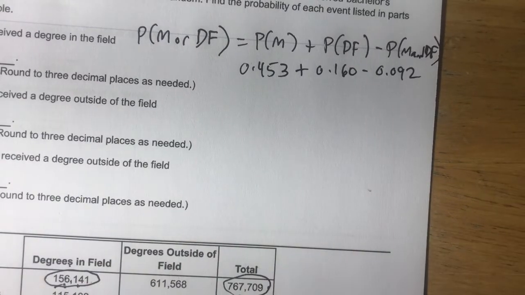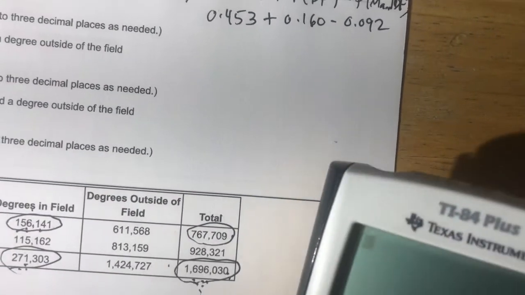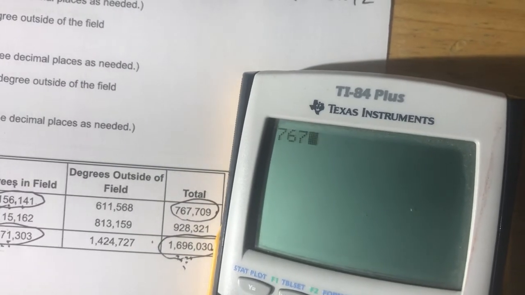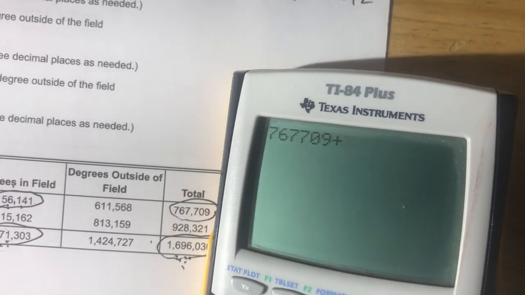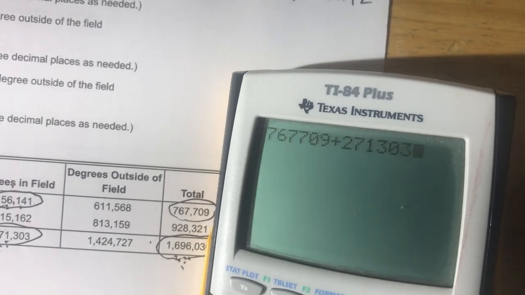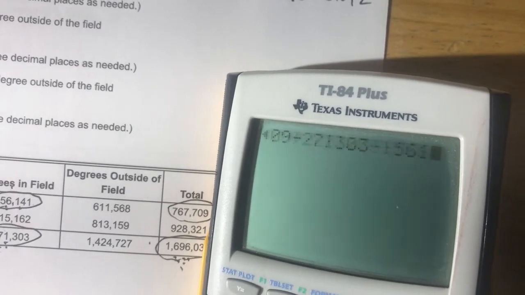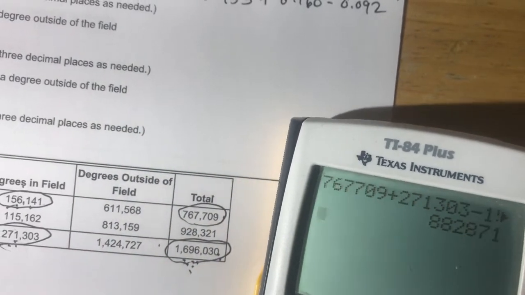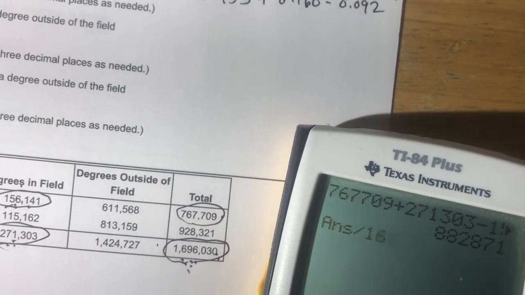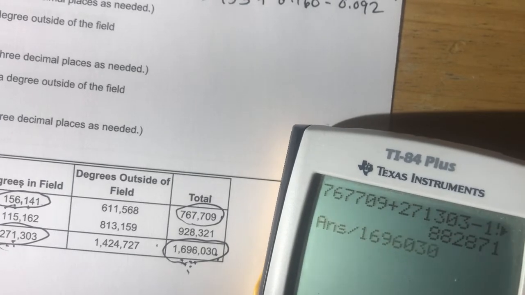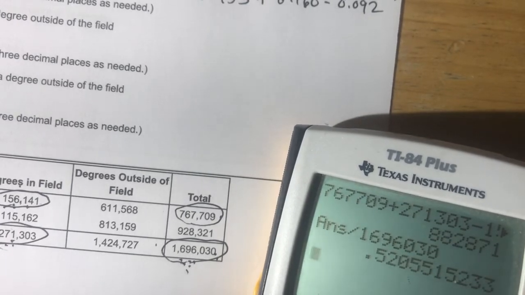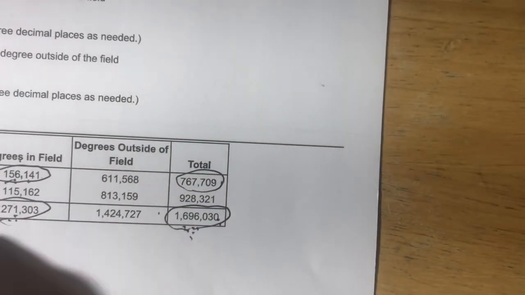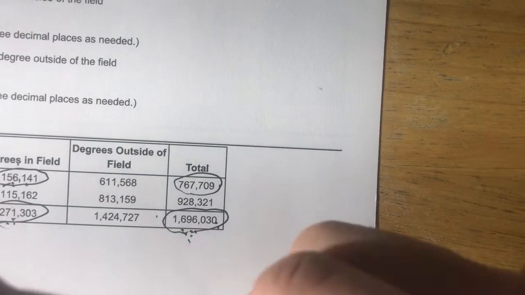So the easier way to do this, probably a whole lot easier, would be 767,709 plus 271,303 minus 156,141, and get that answer, and then divide it by this. So divide that by 1,696,030, and look there, I got 0.5205, which the 5 makes the 0 go up to 1, 0.521. So it's a whole lot faster doing it that way. We'll do the rest of these this way, okay?